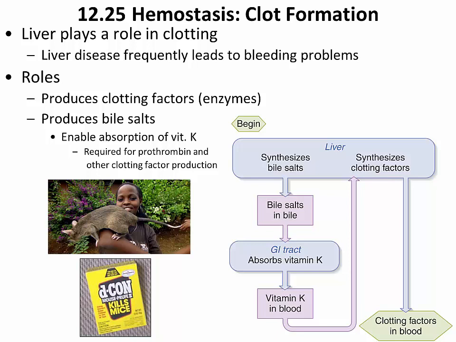Vitamin K is necessary for the production of prothrombin and many other clotting factors, as we see in this little diagram from our text. So the importance of this is illustrated by the fact that some rodenticides, frighteningly, are inhibitors of absorption of vitamin K, which leads to death as a result of excessive bleeding in the rodents.